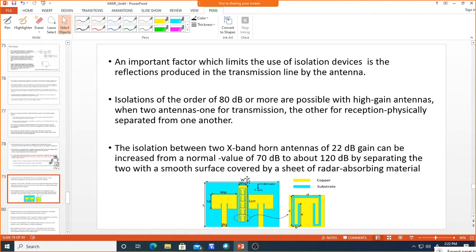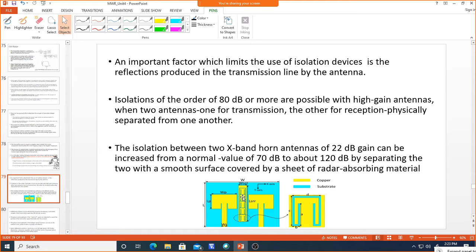Now if you use two horn antennas, which have very good gain, we can achieve isolation of up to 70 dB to around 120 dB, by separating the two with a smooth surface covered by a sheet of radar absorbing material. Assume I have not shown horn antennas here; instead I have shown two patch antennas, where one is acting as a transmitter and the other as a receiver. Just for assumption purposes, I have shown two patch antennas.